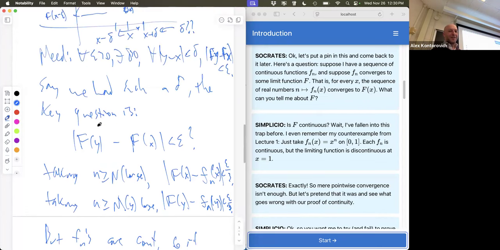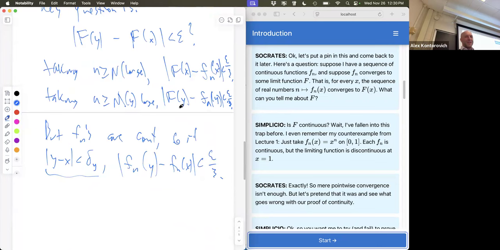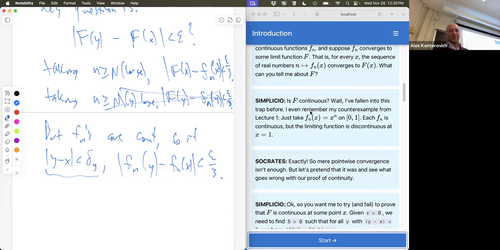Okay, so the problem's right here. This m is not uniform. It depends on y, and I need it to be true for every single y in a neighborhood of x. Okay, does that make sense? So this is the part that we can't do. And this is where we want to be able to say that limits of continuous functions are continuous. It's just not true, so we need to change the definition of continuity slightly, strengthen our notion of continuity so that we get a theorem that's true.